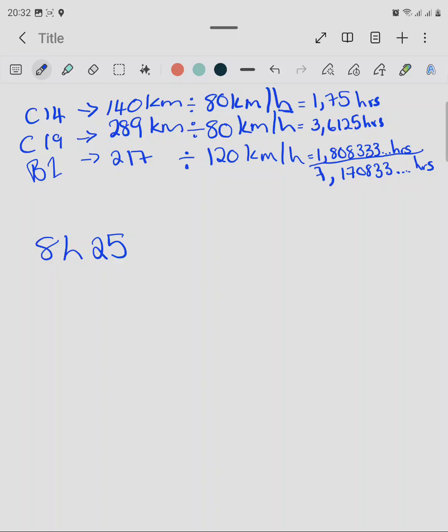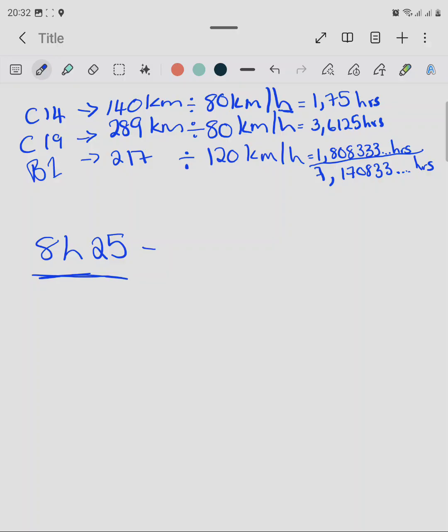And then the question is, were those stops 25 minutes each? So I need to subtract the 7,17. But 7,17 is a bit of a problem because it's in hours with a decimal, and this 8 hours and 25 is hours and minutes. So I'm going to just convert this.